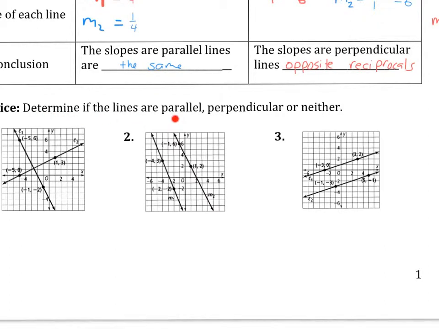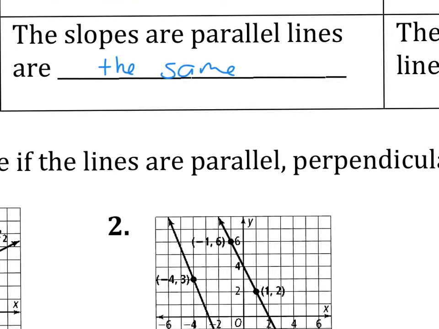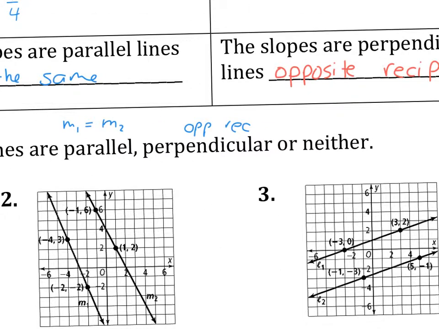So here, determine if the lines are parallel, perpendicular, or neither. We know the lines are parallel if the two slopes are the same. And then we know the lines are perpendicular if we get opposite reciprocals. So I will just write it like that. And every other option is going to be neither.